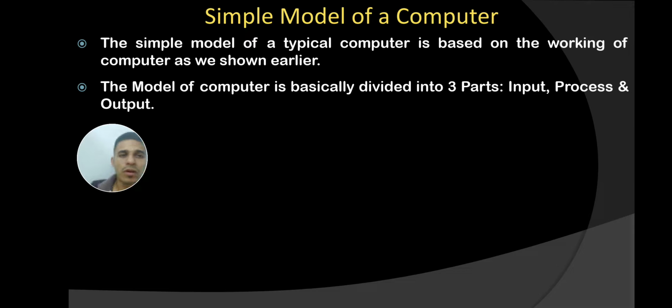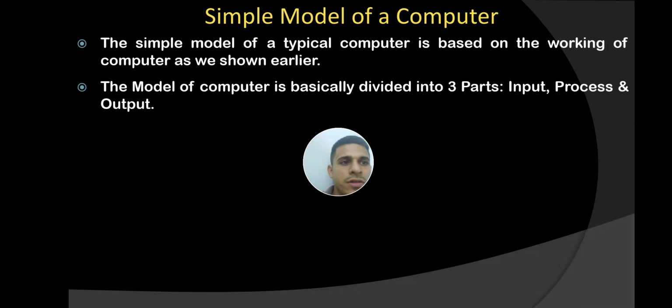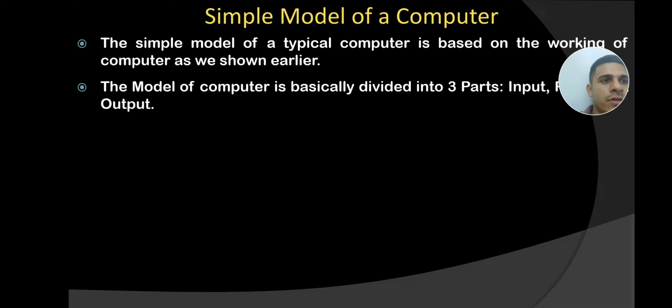So our model of a computer is divided into three parts. The first part is considered as an input, the second is considered as a process, and the third part is considered as an output. Means the working of a computer is divided into three parts only, that is input, process and output. Based on this mechanism only, the computer will work, and we can get the result on our screen, and we can work with the device.